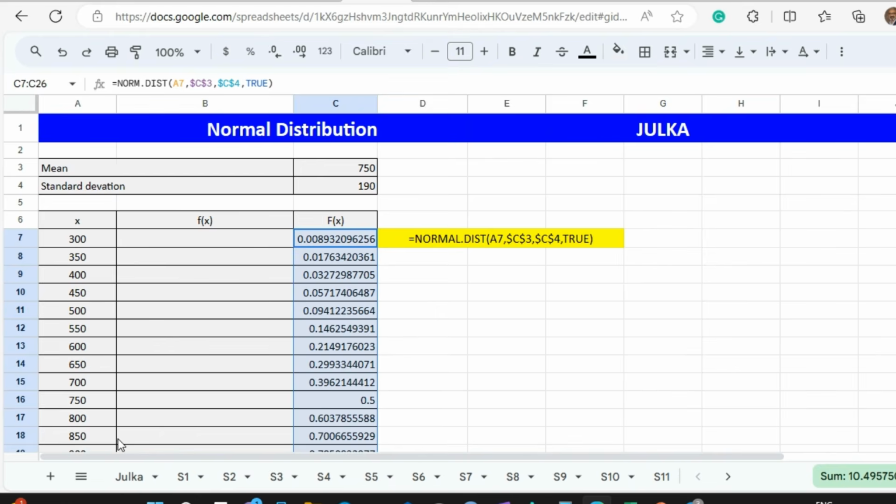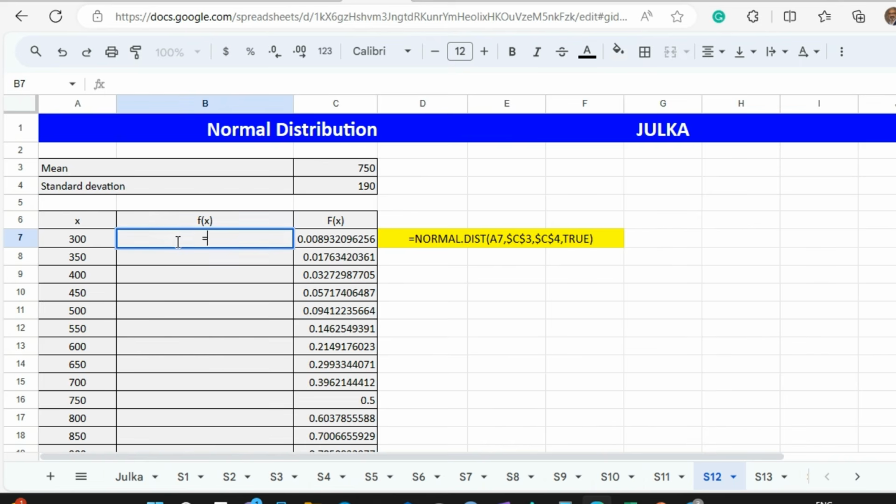You just see here, what's the probability of x less than equal to 750? It is 50%. Why? Because mean is 750, and when we say something is normally distributed, 50% items lie below mean.